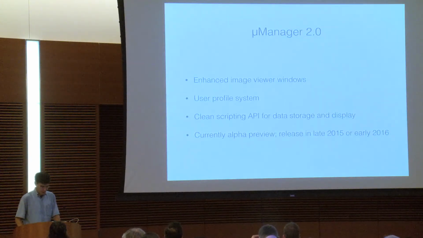Aside from the image viewer windows being completely reworked, 2.0 is also going to introduce a user profile system. This allows users to save preferences individually, even if they're using the same account on the operating system. And this is important for driving microscopes because multiple people typically use the same computer in such situations. 2.0 also offers a clean and much more object-oriented scripting API for manipulating data sets and displaying them. And it's currently in an alpha preview, and you can actually download alpha builds from our website now if you want to try it out. And we hope to release this later this year or early next year.